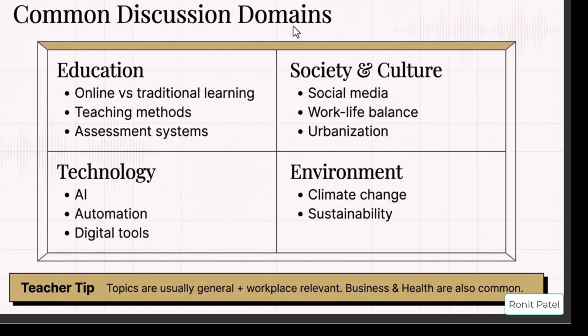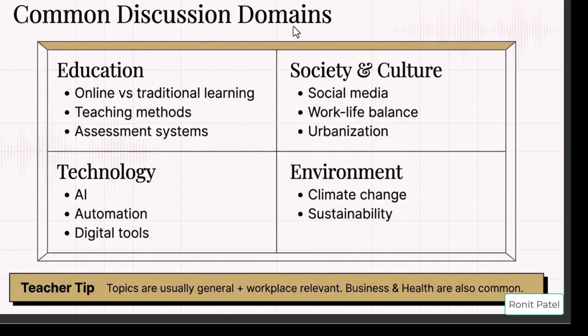Before we go deeper into strategy, we must understand one very practical thing. What topics usually appear in PTE Summarize Group Discussion? Because when you know the battlefield, you fight smarter. According to the slide, the most common domains are education, society and culture, technology, and environment. Let's discuss them one by one.